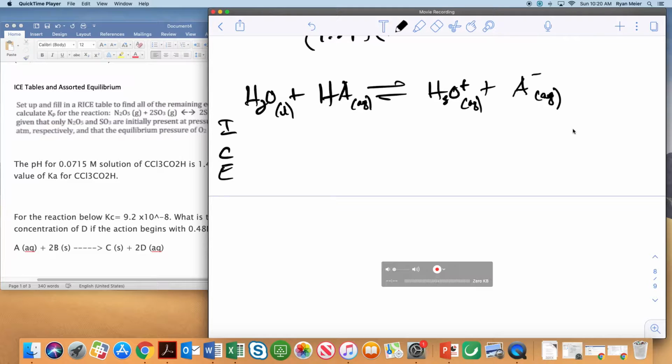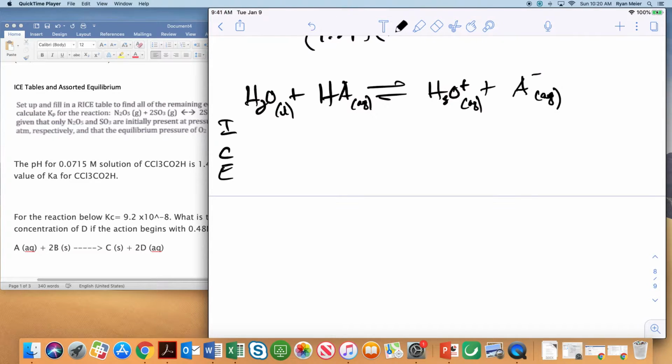So now, what I'm going to do at this point is plug in the values that I have. Water we don't care about, as we said. We have a 0.0715 molar initial concentration of HA. Nothing else is in solution. And so I can set this up, and just like the last example, put our changes in.